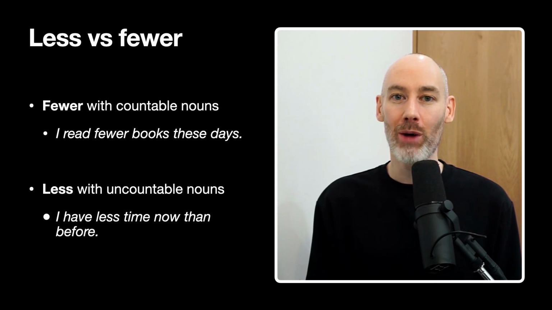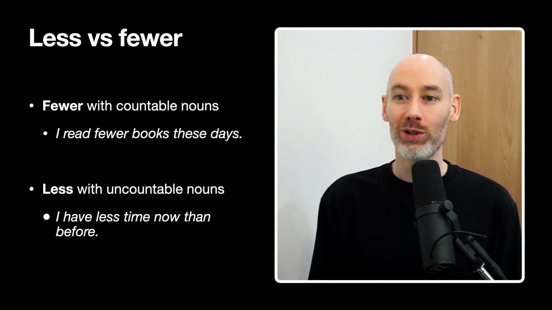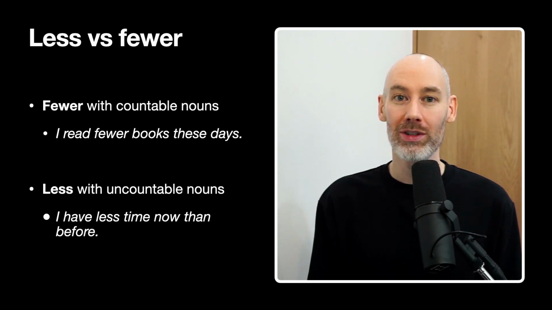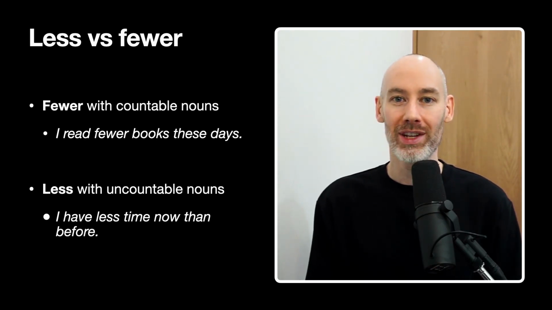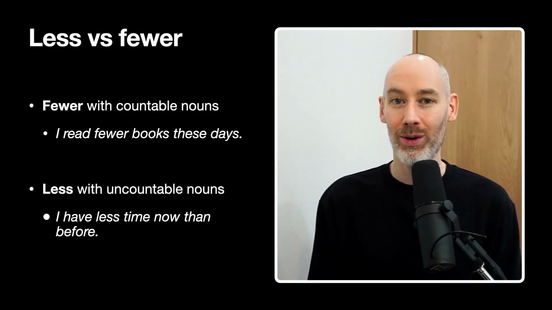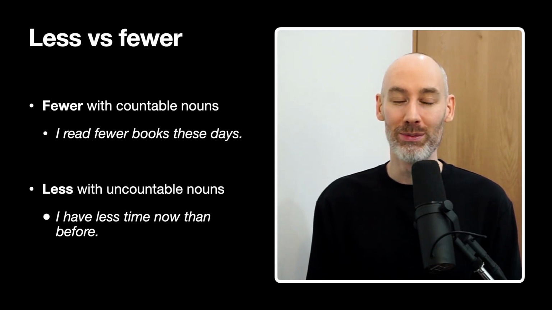Next up, we have the opposite of much and many, and that is less and fewer. We use fewer with countable nouns and less with uncountable nouns. Let's check out the example sentences that are on the screen here. The first one says, I read fewer books these days. Maybe in the past you read many, many books, and now you don't have as much time, you're busier, and so it's difficult to read books. I read fewer books these days.